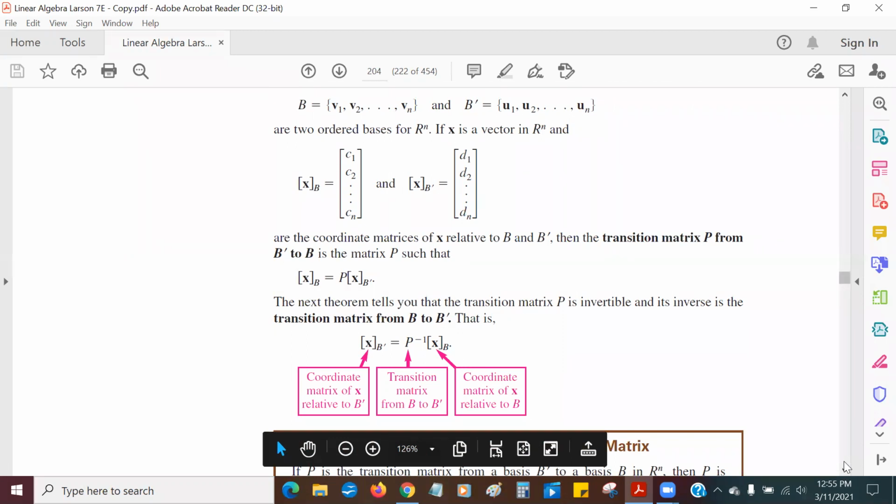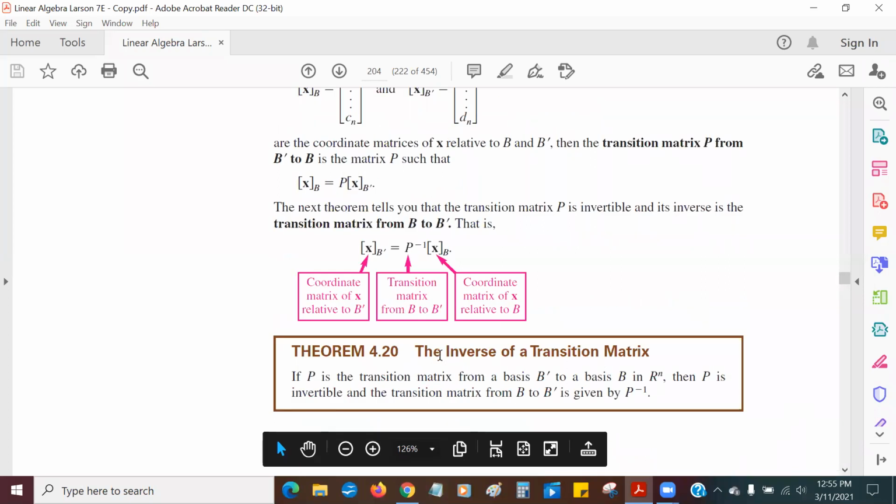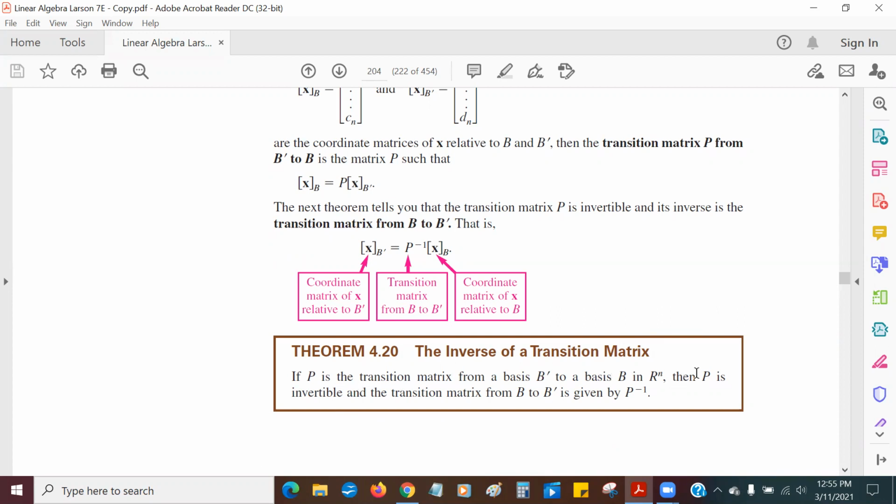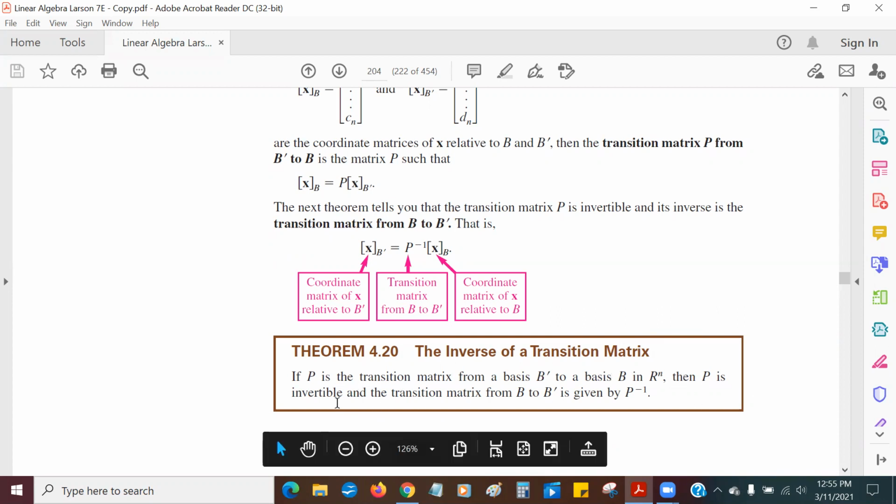And that, my friends, is the story. And here's a theorem, theorem 4.20, the inverse of a transition matrix. If P is the transition matrix from a basis B prime to a basis B in Rn, then P is invertible, and the transition matrix from B to B prime is given by P inverse. And that again makes a lot of sense.